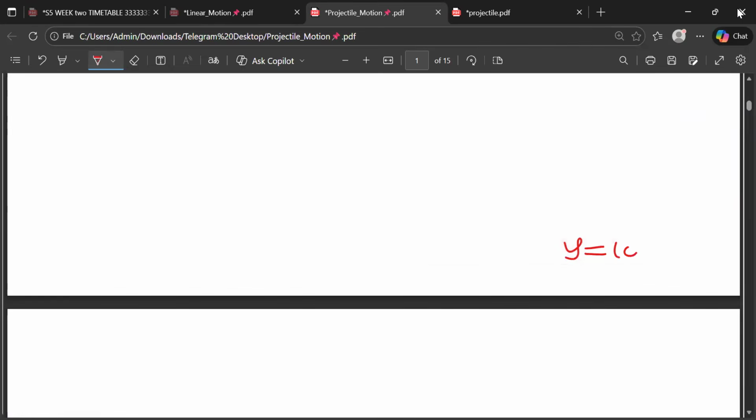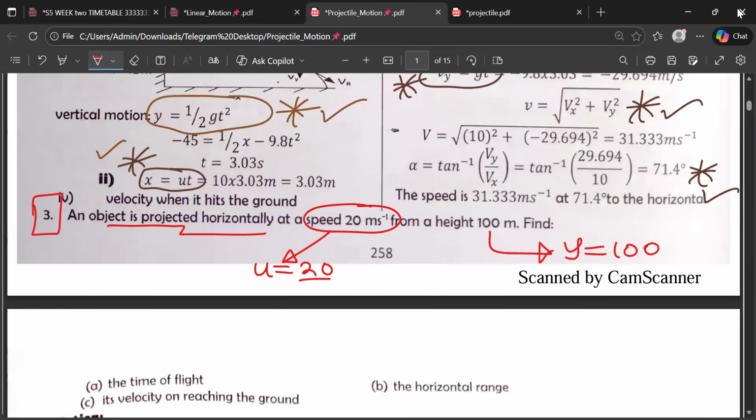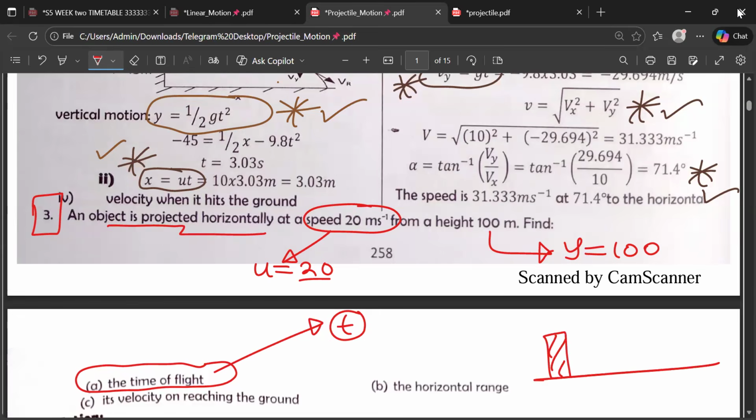And they are saying it's 100. You have u and y as 100. And they are asking for the time of flight. Time of flight, this one is the same as the time taken to hit the ground. For horizontal, I don't want you to confuse the time of flight we did before and this one. If this is your ground and the ball is coming from here and you want it to move like this, do you realize that the time of flight is the time it needs to hit the ground?